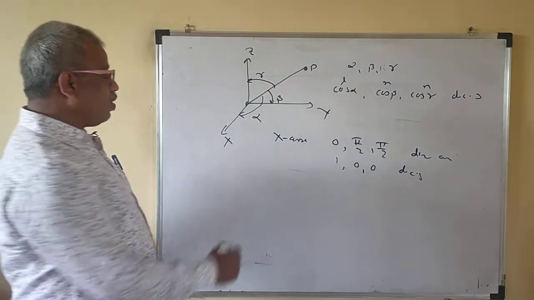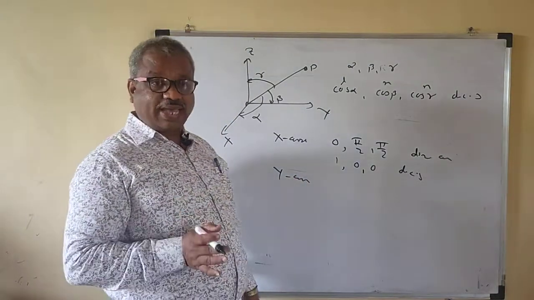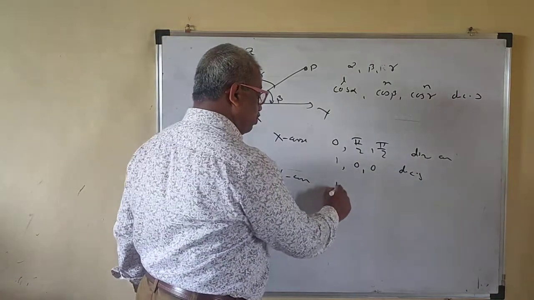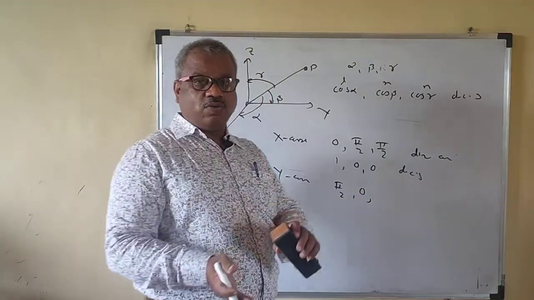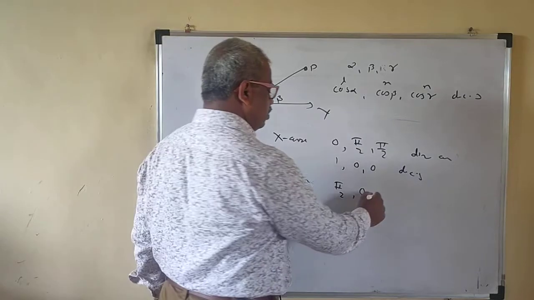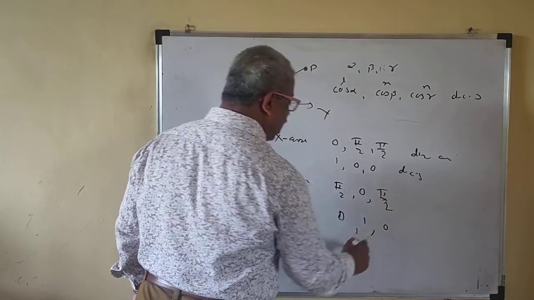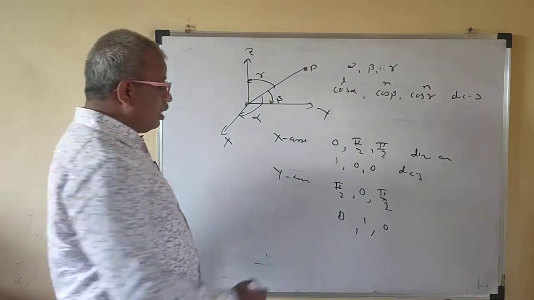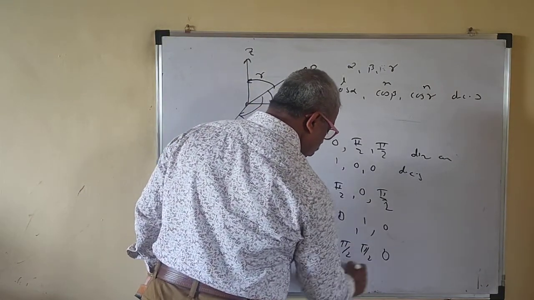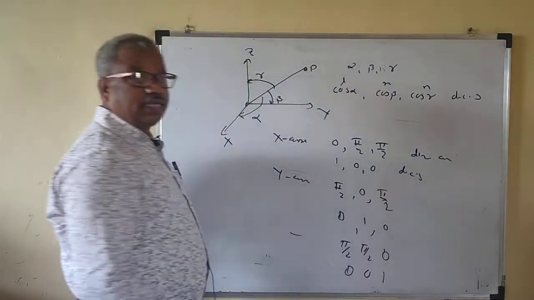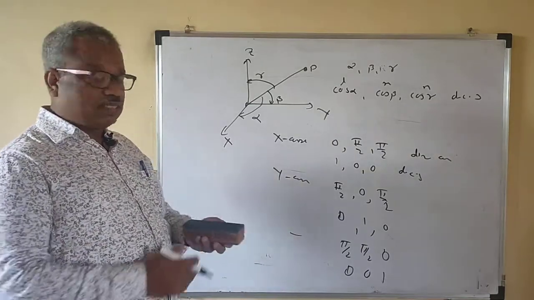Now the directed angles for the y axis. The angle made by the y axis with the x axis is pi by 2, with the y axis is 0, and with the z axis is pi by 2. Then 0, 1, 0 are the DCS of the y axis. Similarly, the directed angles for the z axis are pi by 2, pi by 2, 0, and 0, 0, 1 are the DCS of the z axis. You should remember this.